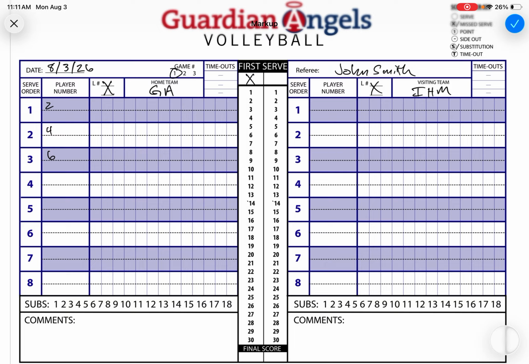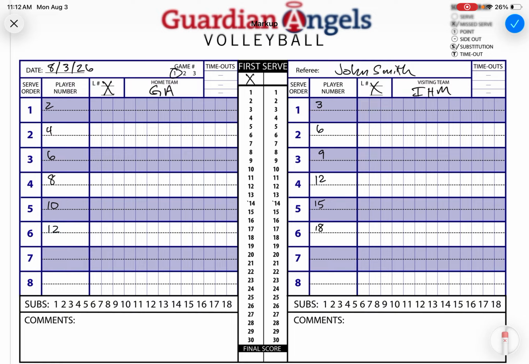So we are going to enter their lineup first, and then IHM submits their lineup. You notice that I am putting these numbers in the upper left corner because if there's subs, we are going to cross those numbers out and write in the new player entering that position in that same box. So we don't want to take up the whole box.